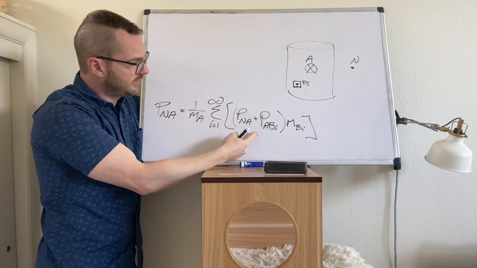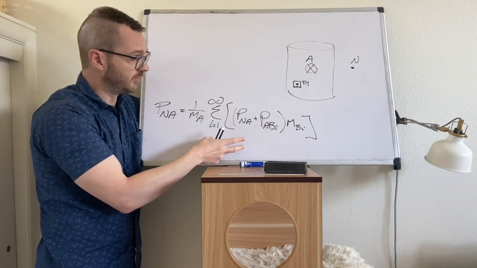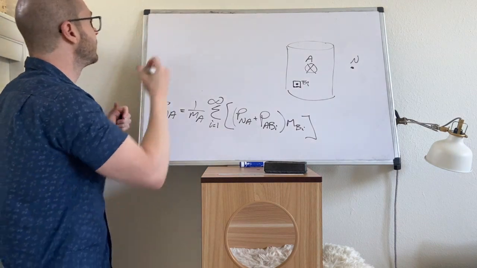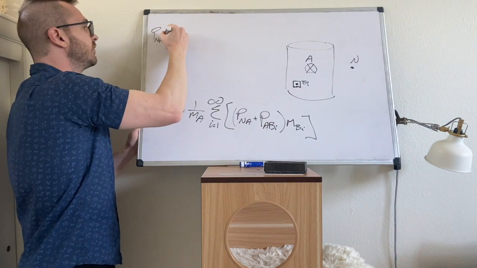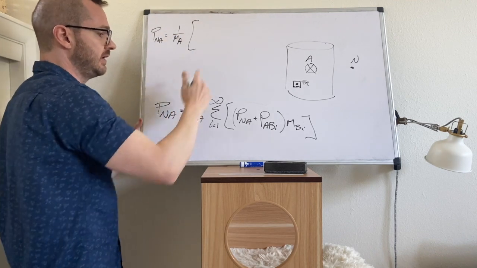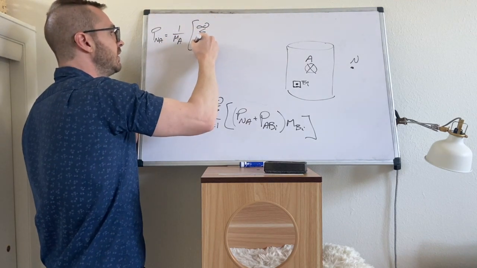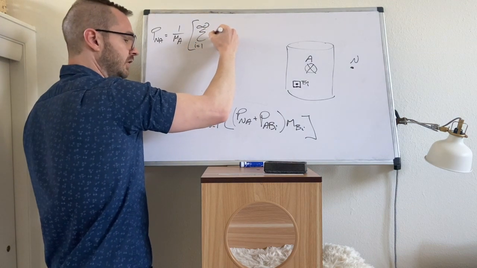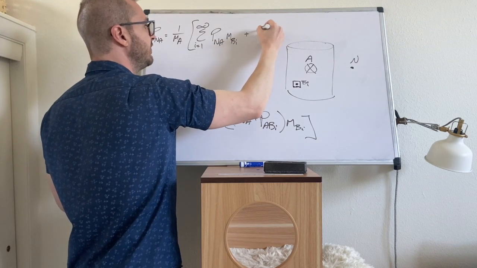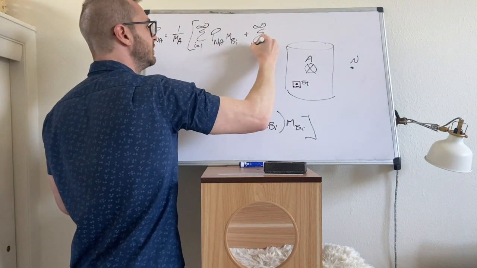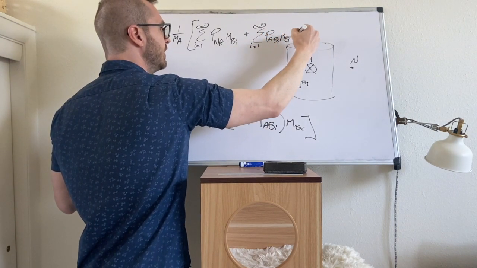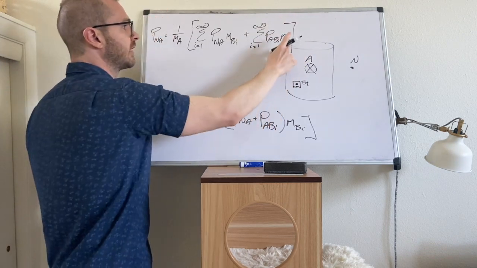Next, consider that we can take this plus sign and break this into 2 different terms. We can distribute this summation. So P into A is going to equal 1 over MA. Here is the first term: we're looking at P in A times MBI, and then plus, here's the second summation, P ABI times MBI, and then close brackets.